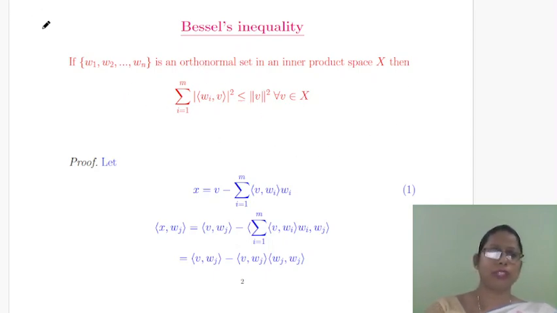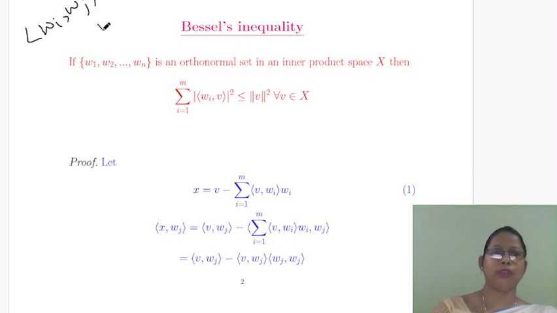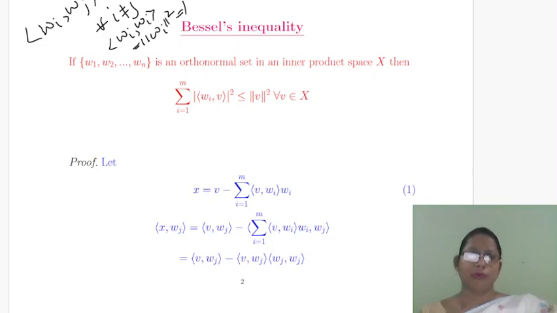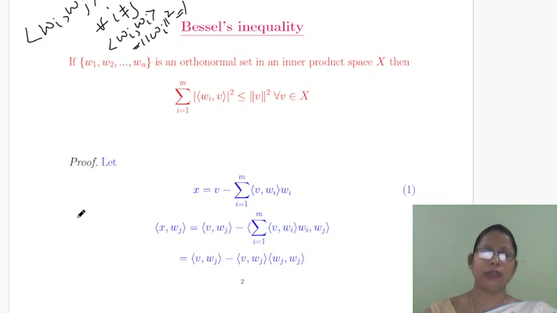Orthonormal set means the inner product of Wi, Wj is equal to 0 for all i not equal to j, and the inner product of Wi with Wi is the norm of Wi squared, and it is equal to 1. If W1, W2, ..., Wn satisfy this condition in an inner product space X, then the following inequality holds, and this inequality is known as Bessel's inequality.